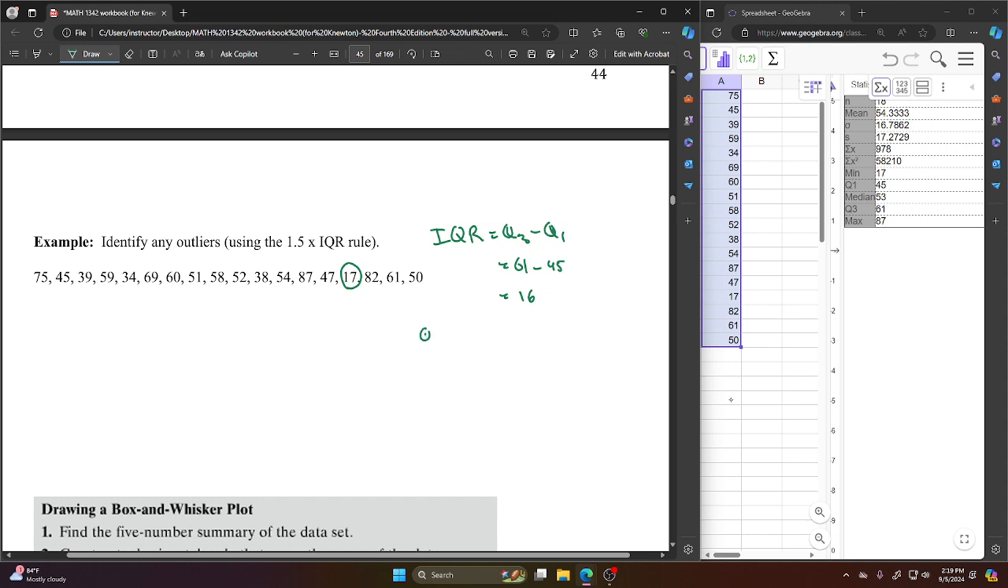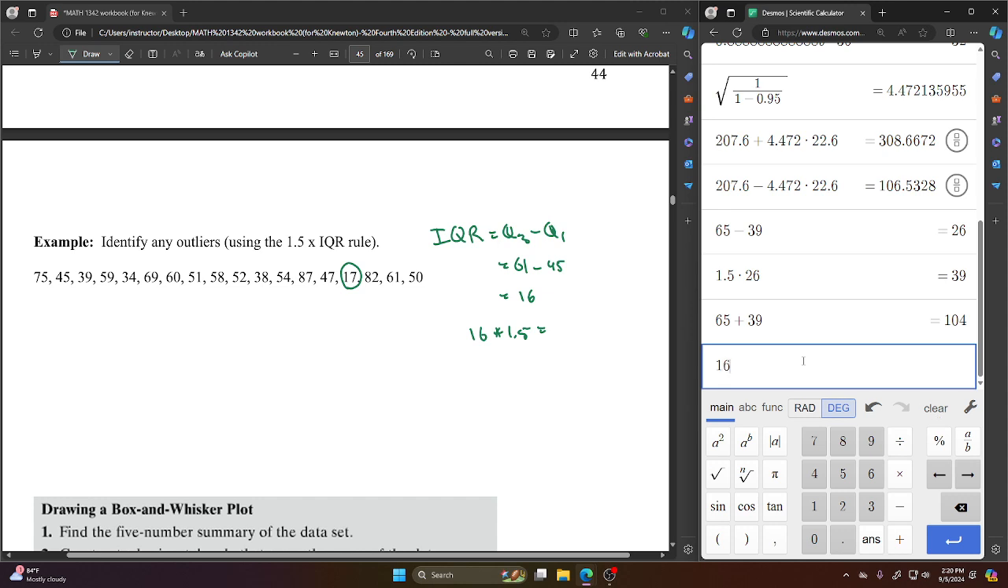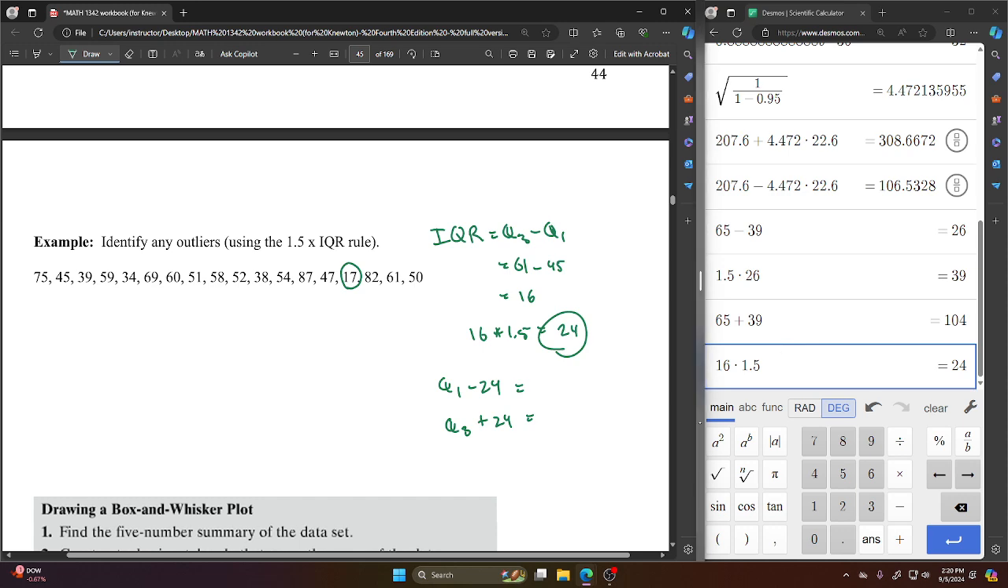So then I'm going to go from Q1, I'm going to subtract. Whoa, Chad. No. I have to multiply it by 1.5, don't I? Ugh, forgot about that. Good thing y'all stopped me. So 24. Okay, so 24 is that distance that we're going. So Q1 minus the 24. I'm also going to go Q3 plus the 24. Oh, we already have those numbers. So 45 minus 24, 61 plus 24.